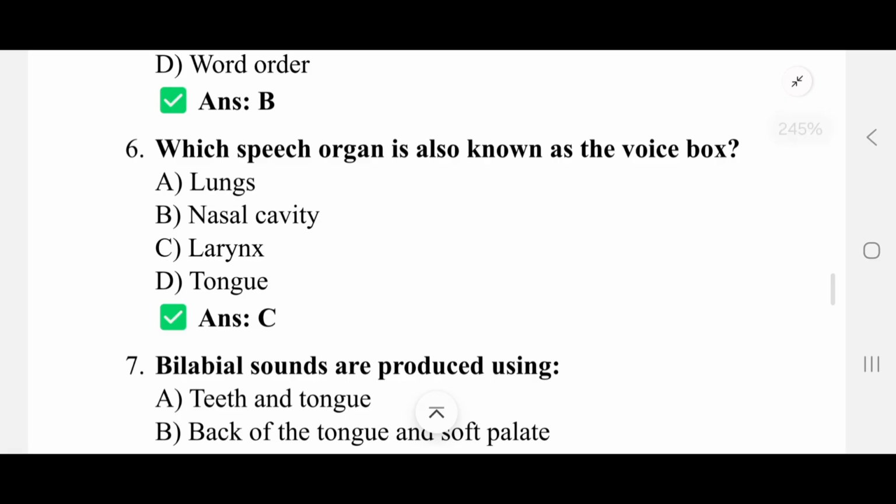Which speech organ is also known as the voice box? Lungs, nasal cavity, larynx, tongue.